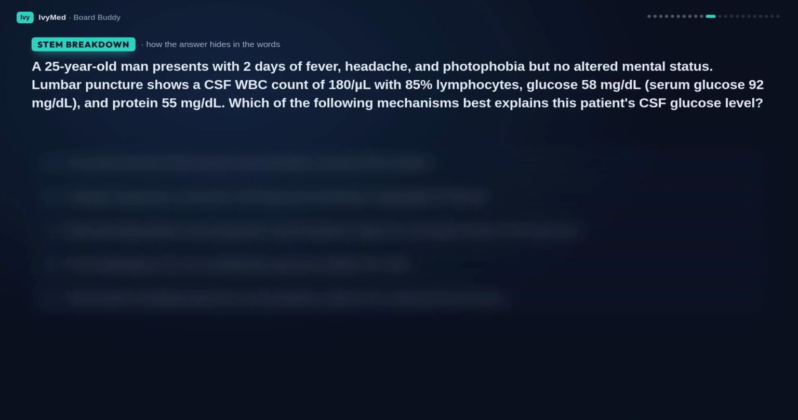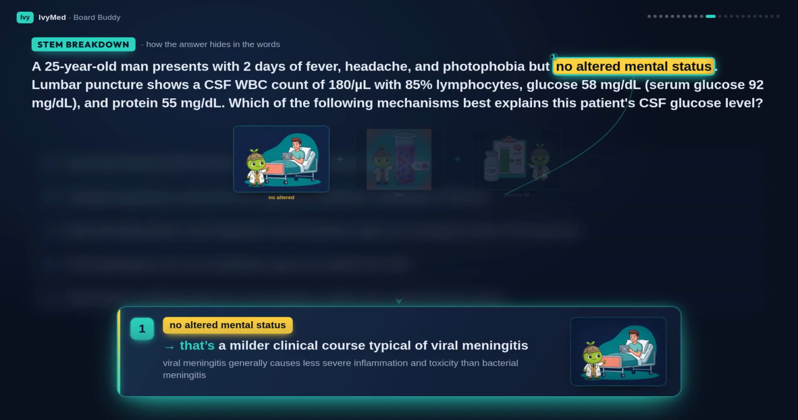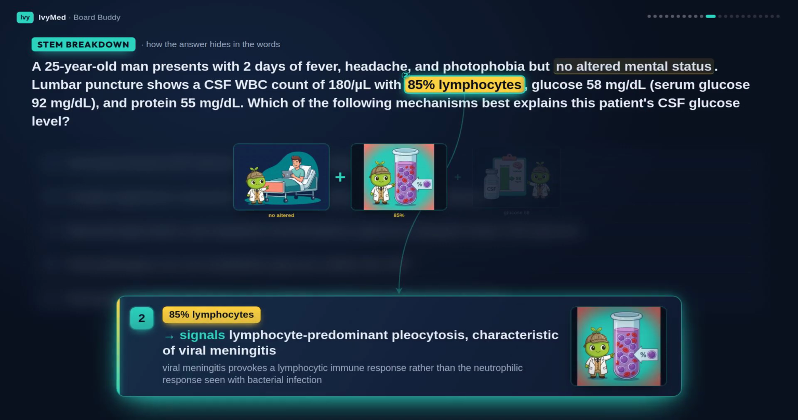Watch what each phrase is doing. No altered mental status. Read this as a milder clinical course typical of viral meningitis, because viral meningitis generally causes less severe inflammation and toxicity than bacterial meningitis. 85% lymphocytes. This signals lymphocyte-predominant pleocytosis, characteristic of viral meningitis, because viral meningitis provokes a lymphocytic immune response rather than the neutrophilic response seen with bacterial infection.